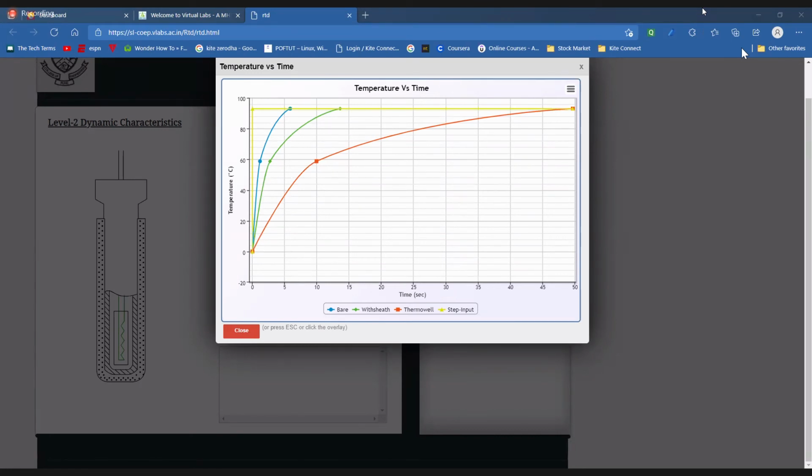If you use only bare platinum wire, it will give a response immediately. But if you protect that bare platinum wire with a sheath, it will give output, but it will take some time. That is called the time constant. And if you protect the sheathed RTD with the thermowell, again it will give a response with more time.